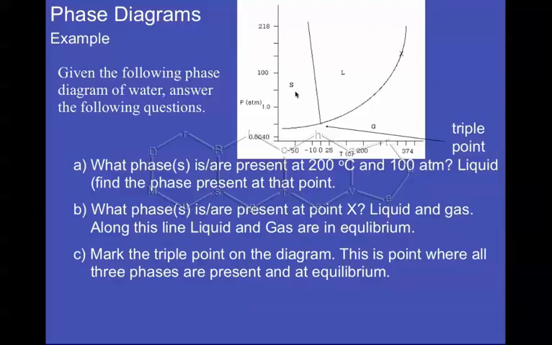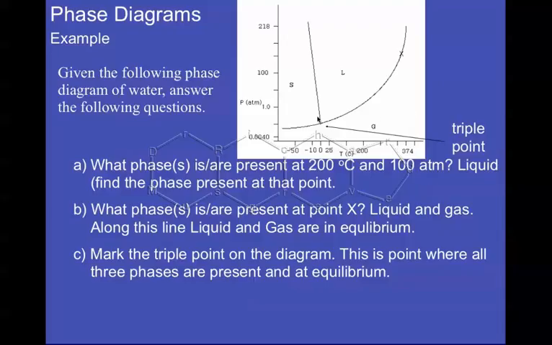And not surprisingly, what you'll see is that at high pressure and low temperature, so this would be high pressure and low temperature, water would be a solid, and at high temperature and low pressure, water would be a gas. And all of that would be predicted based on what we know about water.